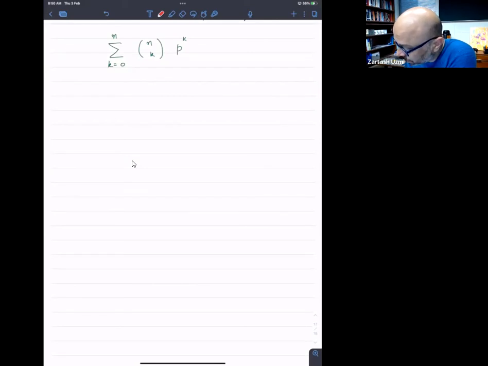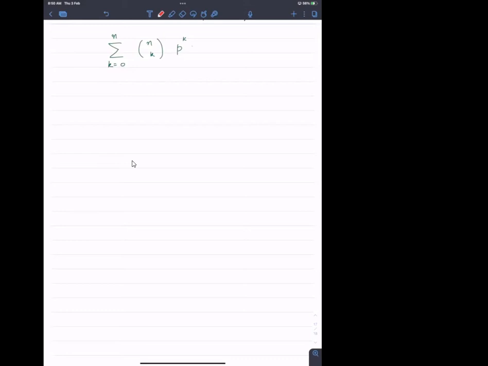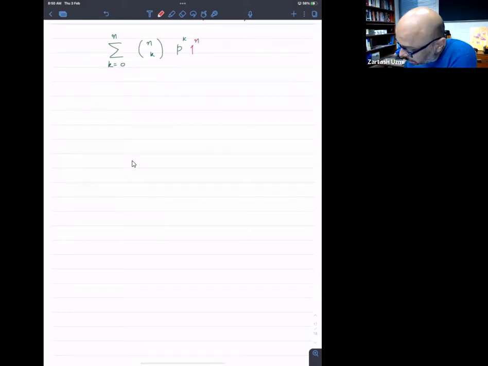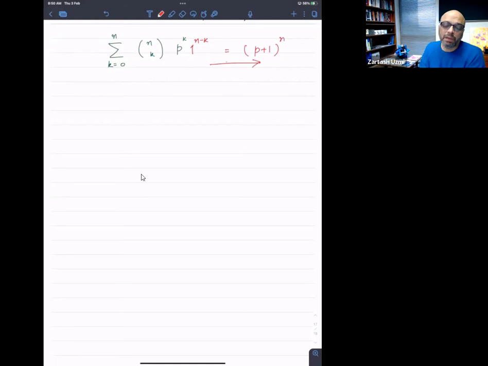But you know how to solve this by using the binomial theorem. Then it becomes 1 power n minus k, and then this is p plus 1 power n. So this is an application of the binomial theorem. But in all fairness, we had also written binomial theorem or any other method.